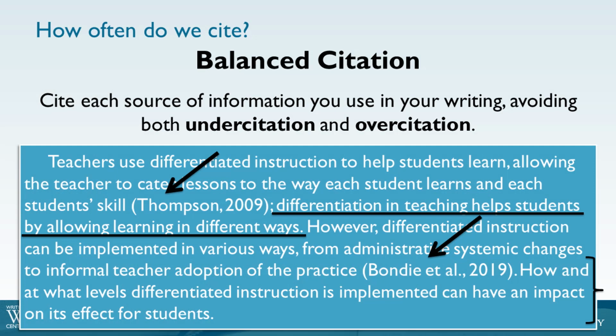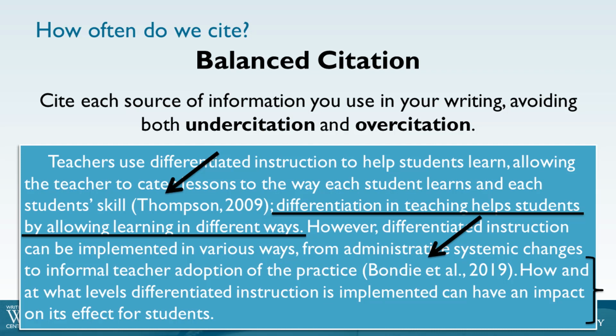APA asks students to include a balance of citations in their writing, crediting authors by citing each source of information you use in your writing, avoiding both under-citation and over-citation. What this balanced citation can look like in practice can seem abstract at first, so we'll review examples of balanced citations, under-citation, and over-citation. First, let's take a quick look at this example of balanced citation.